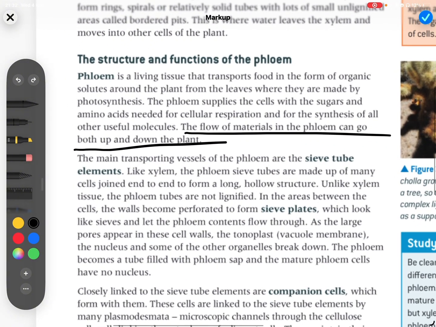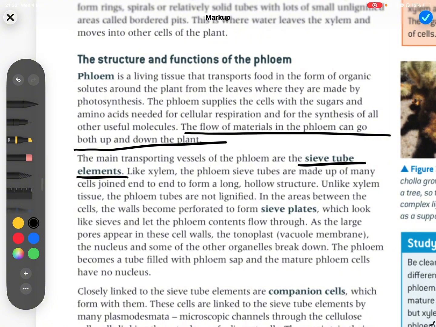Moving on, the main transport vessel. Remember how in the xylem, the main vessel was the xylem vessel, those little tubes. In the phloem, it's not the phloem vessel. In the phloem, it is sieve tube elements.